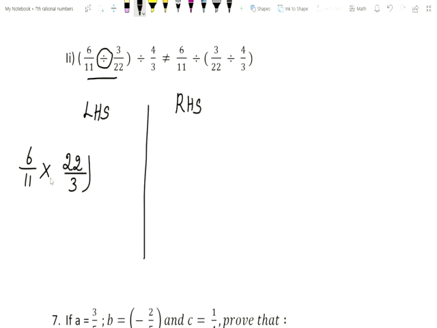Divide 4 is there, 4 by 3. 11 ones are 11, 11 twos are 22. 3 ones are 3, 3 twos are 6. Now what is the numerator? 4. Denominator 1 is there. 4 by 1, what will you get children? 4. Now 4 divided by 4 by 3.